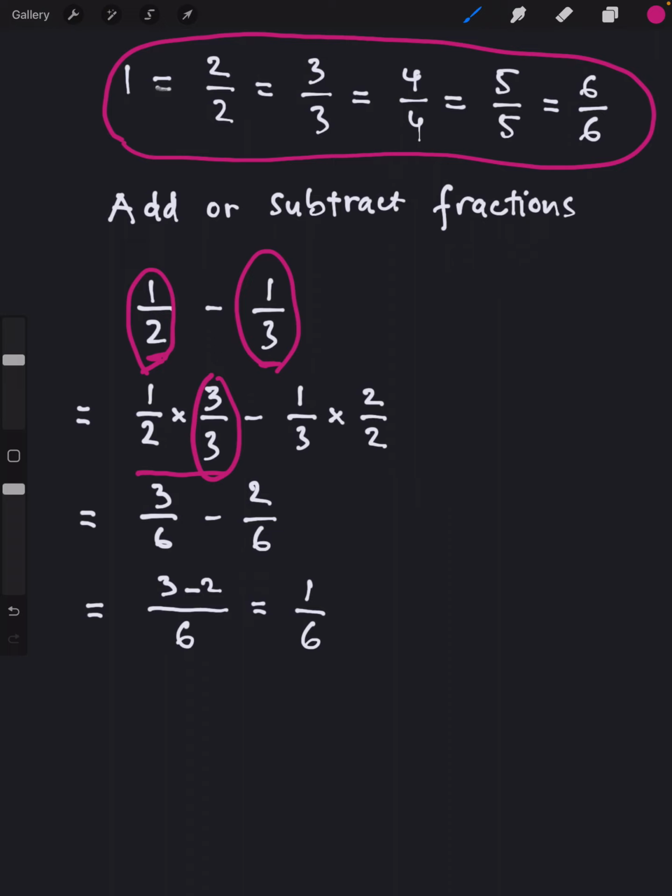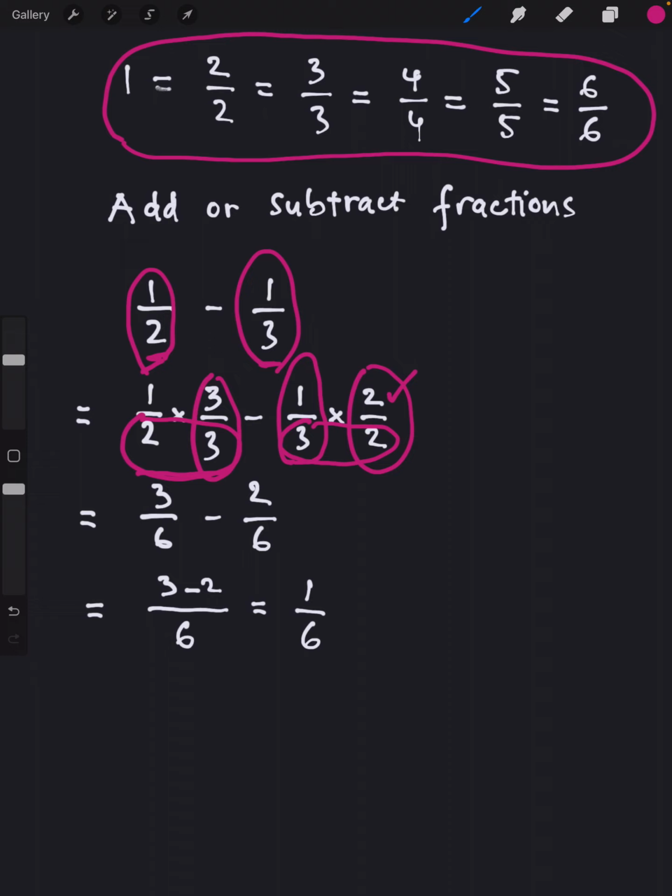When we come to the fraction 1 over 3, we must multiply by 2 over 2. Why do we multiply by 2 over 2? Because in the first fraction we have 2 times 3 is 6. So in the second fraction, if we want the denominator to be the same as 6, we need to multiply the number 3 by 2, because 3 times 2 equals 2 times 3 equals 6. But when we multiply by 2 on the bottom, we need to multiply by 2 on the top also. That's why we multiply by 2 over 2.